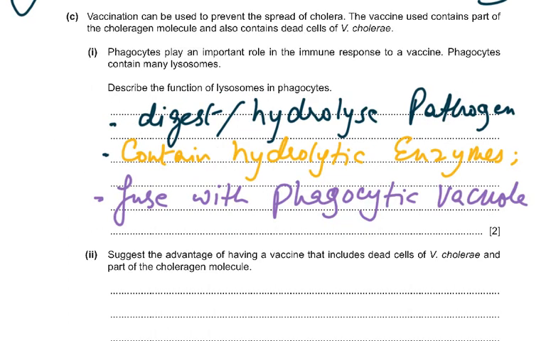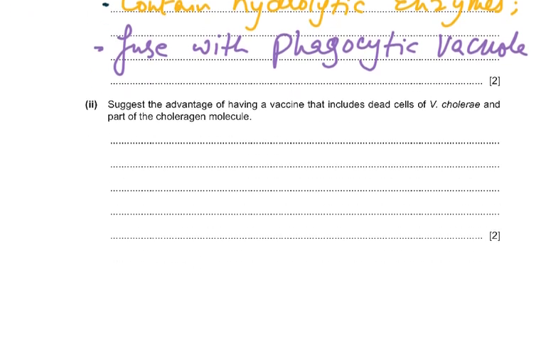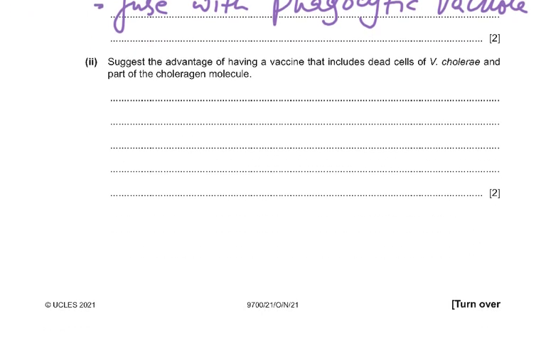Then coming to part C of the question, vaccination can be used to prevent the spread of cholera. The vaccine used contains part of the cholera toxin molecule, and also contains dead cells of Vibrio cholerae. Phagocytes play an important role in the immune response to a vaccine. Phagocytes contain many lysosomes. Describe the function of lysosomes in phagocytes. They digest or hydrolyze the pathogen. They contain hydrolytic enzymes and they fuse with the phagocytic vacuole. This is something we study in the phagocytosis story in the immunity chapter.